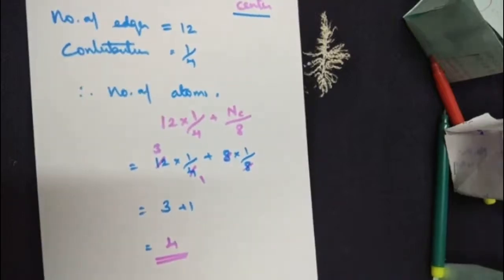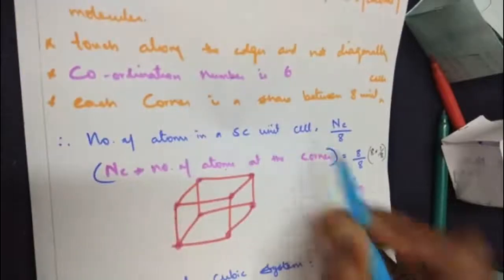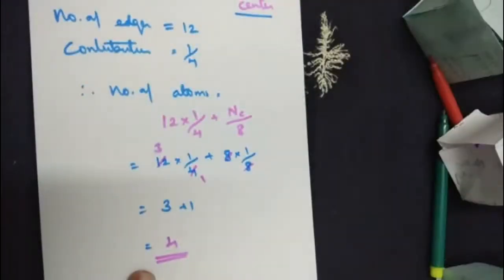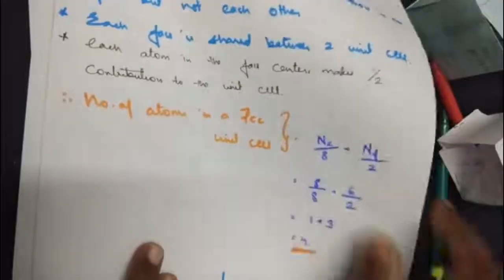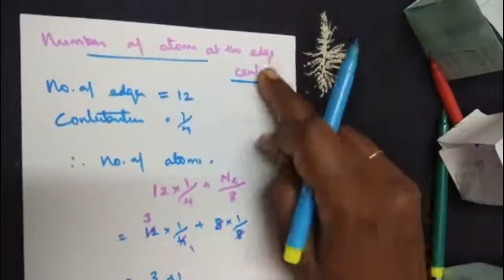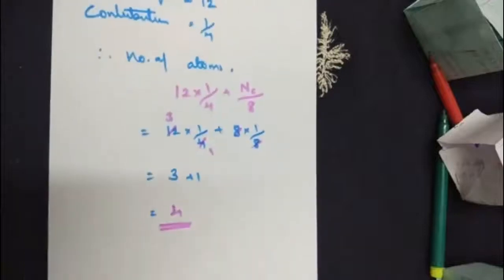So finally I summarize in one line for you all. The number of atoms in a simple cubic system is 1. The number of atoms in a body centered cubic is 2. The number of atoms in the face centered cubic system is 4. And the number of atoms in the edge centered cubic system is 4. Thank you.